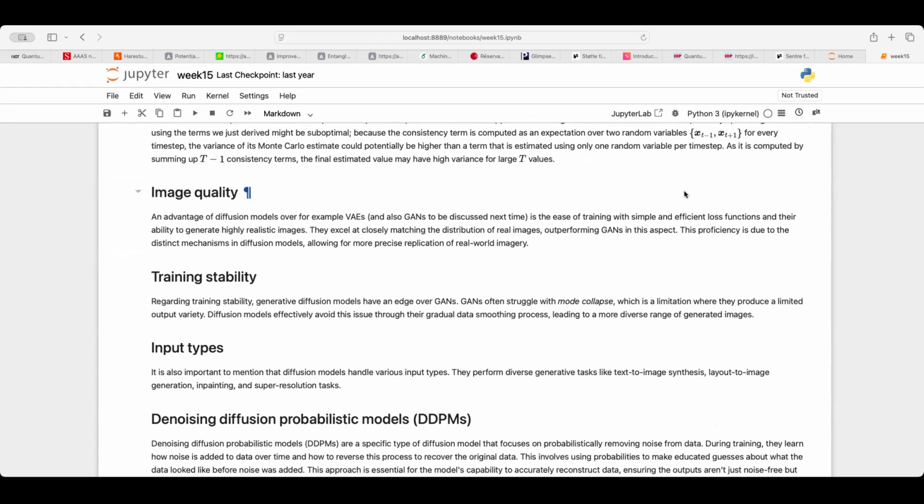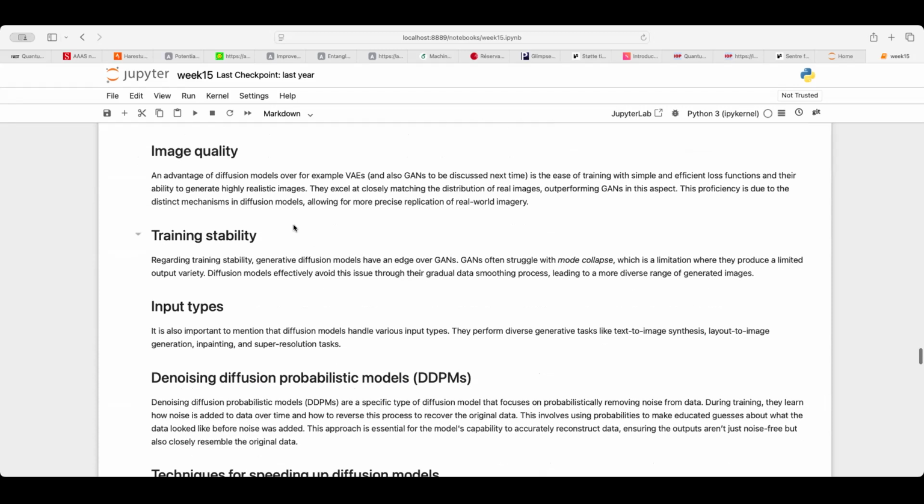So here comes some propaganda, which I wanted to say a little bit about. In general, these images which you generate are actually pretty good. The training stability can often be pretty good, and it's often better than GANs, which we will discuss next week.